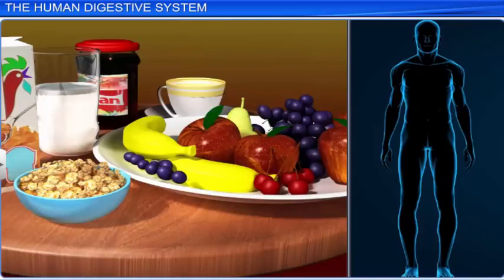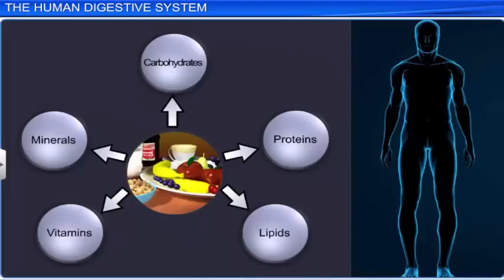Food is to our body what fuel is to an automobile. It contains biomacromolecules such as carbohydrates, proteins and lipids, as well as vitamins and minerals which enable our body to perform functions such as respiration, excretion, and so on.